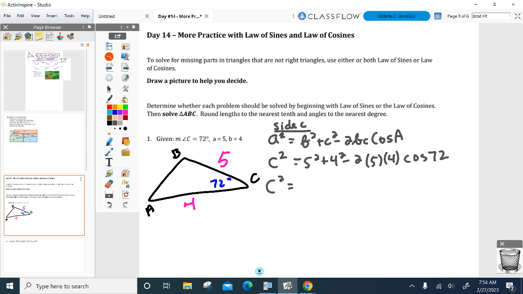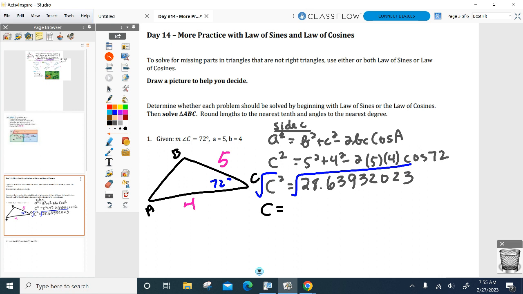Everyone getting about 28.6 that we're not going to round. Remember, we don't round it. Now that's not the side length though. We take the square root to finish it. And just pay attention to those rounding directions. Round lengths to the nearest tenth and angles to the nearest degree.